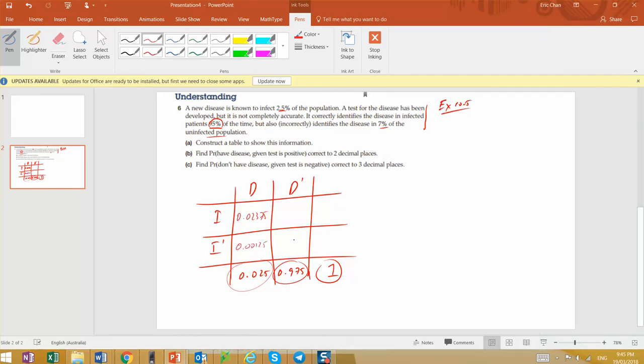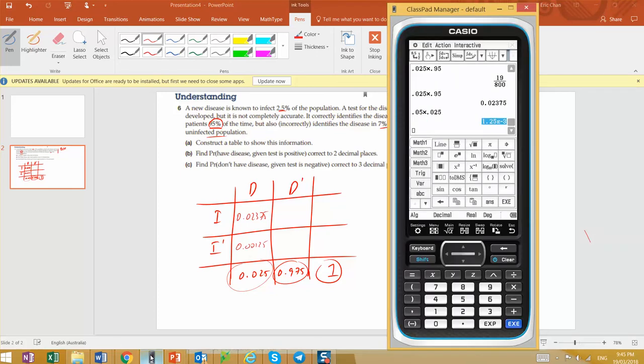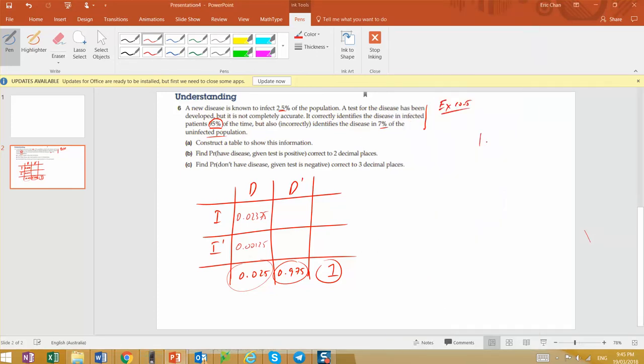What that E actually means, if you go back to the question, is 1.25 times 10 to the negative 3, which means you're moving 3 decimal places, 1, 2, 3 decimal places, so it becomes 0.00125. Now we need to fill in the rest of the table.